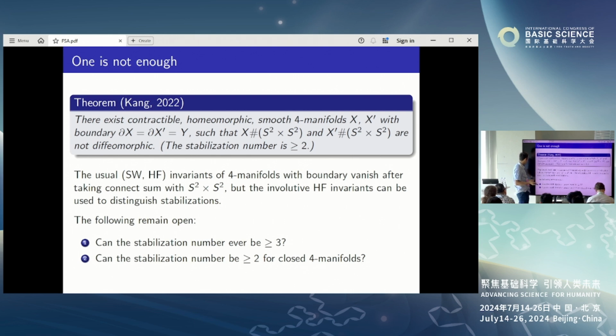There are still 2 interesting open questions here. Okay, so he showed that the stabilization number is at least 2. Are there examples where the stabilization number is at least 3? We don't know. And also his examples were with boundary. Can you find examples for closed manifolds that stay exotic after 1 stabilization? So you need 2. Okay, so these are still open, and that's the end of my talk. Thank you.